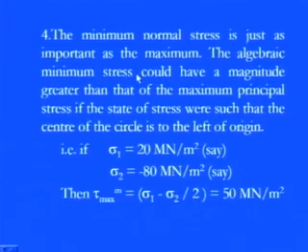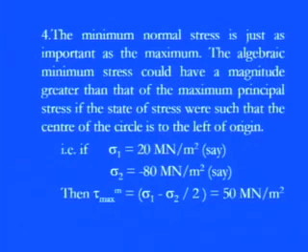Then the minimum normal stress component, which is important, is simply the minimum from the algebraic viewpoint. The algebraic minimum stress could have a magnitude greater than that of the maximum principal stress if the state of stress was such that the center of the circle is to the left of the origin. Then we have sigma 1, which is a positive value, and sigma 2, which is compressive, as we discussed in the previous case.